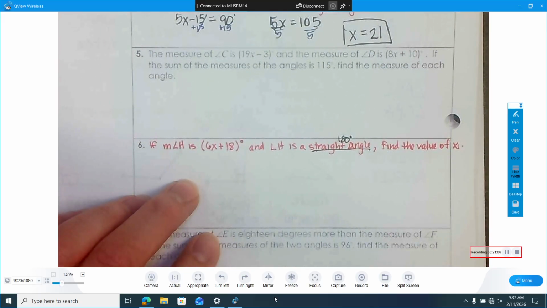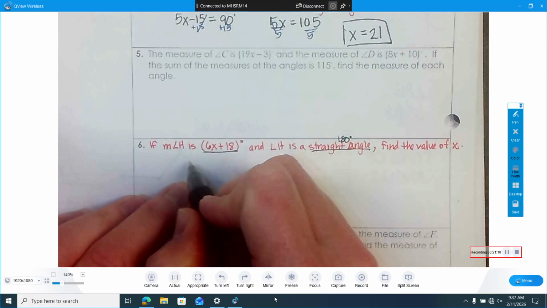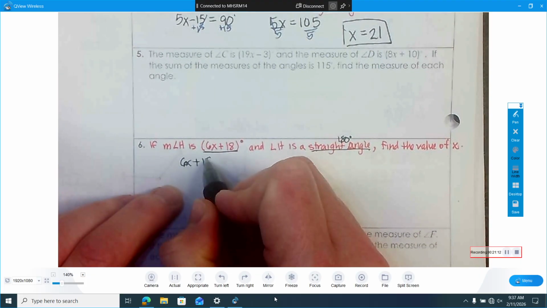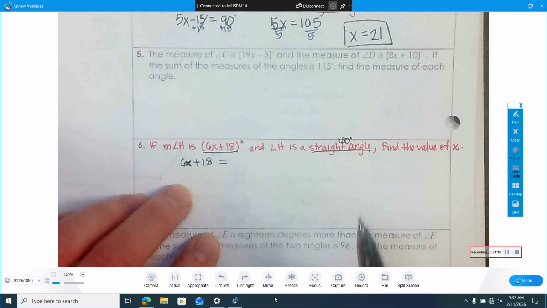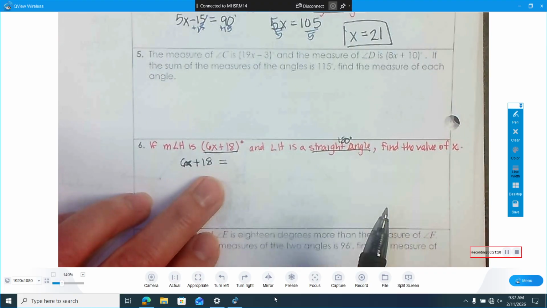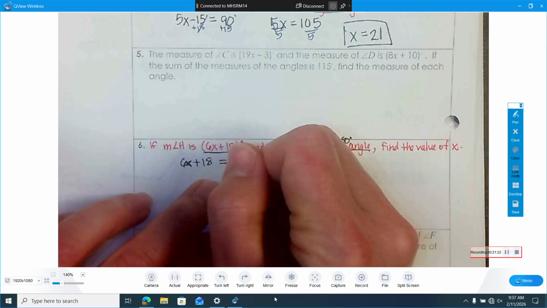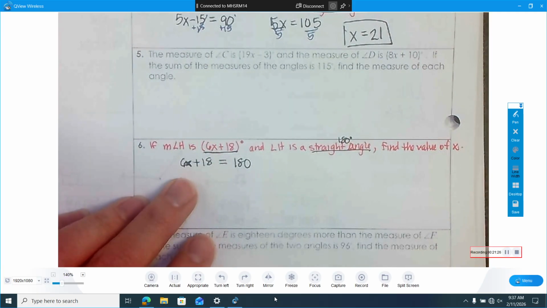What do we know about angle H? Yeah, here's something we know. We know 6x plus 18 is the amount of degrees it has. But we also know it's a straight angle. So what should I set this equal to? 180, sure. So 6x plus 18 equals 180.